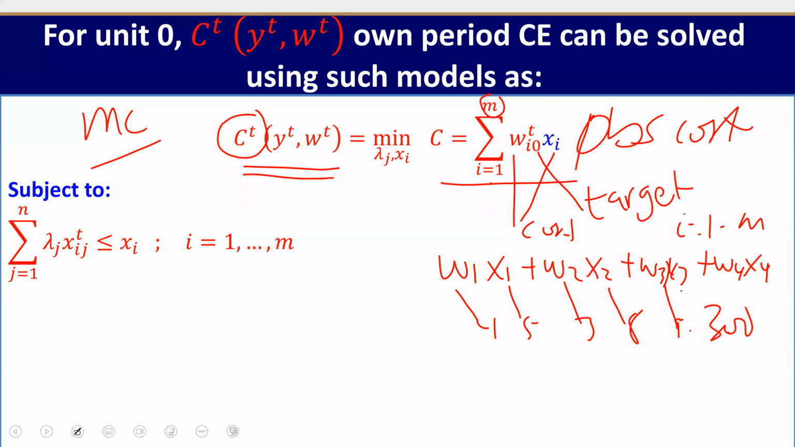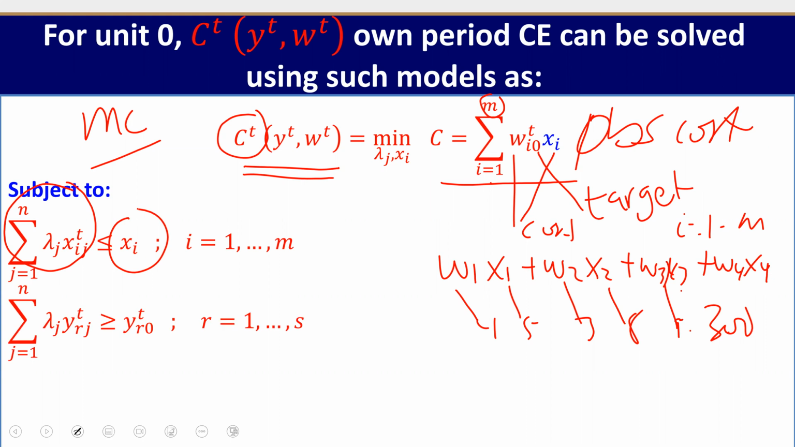The constraint is the same as the previous one. The weighted sum of the input of all the DMUs should be less than the input of the firm under consideration. So don't forget that. We have inputs. Two, the weighted sum of the output of all the DMUs should be greater than the output of the DMU under consideration. Now watch. It is greater than the output of the DMU being evaluated.